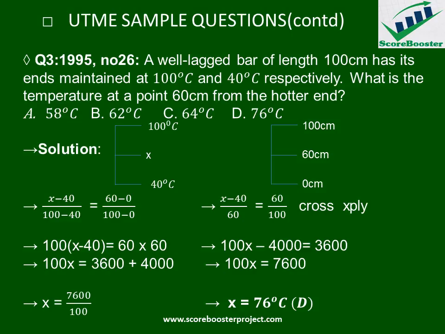So we can collect the like terms by transferring 4000 to the other side to get 100x equals 3600 plus 4000. That will give us 100x equals 7600. We can make x the subject by dividing both sides by 100, and that will give us x equals 7600 divided by 100, making x equal to 76 degrees Celsius, making option D the correct answer for this question.